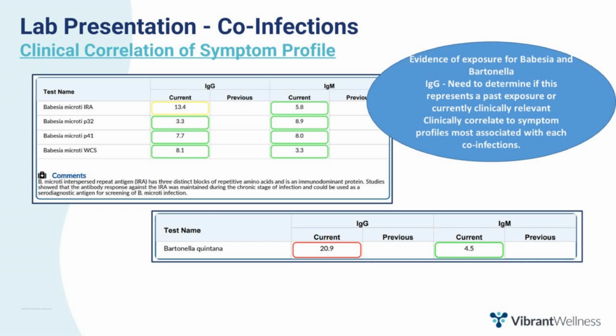And same, is this IgG at 20.9 clinically relevant? Is it actually a chronic marker? Is it a reactivation? Or is it also just a memory cell in somebody who has a robust immune system? So it is your job to look at the patient clinically and determine how their IgGs are presenting.